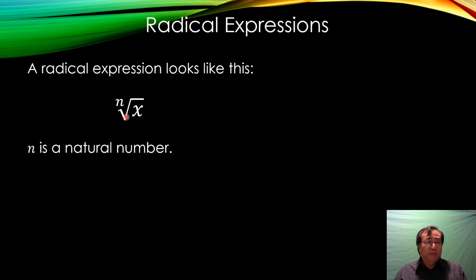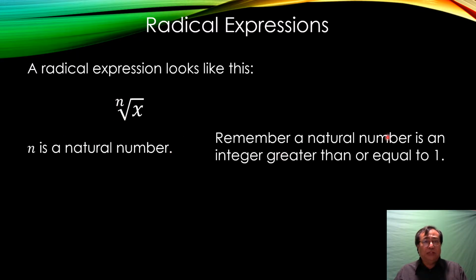n is a natural number. Remember, the natural number is an integer greater than or equal to 1. In this case, though, it's greater than or equal to 2. Right? We want n to be 2 or bigger. And x is a real number, so x can be any number in there.